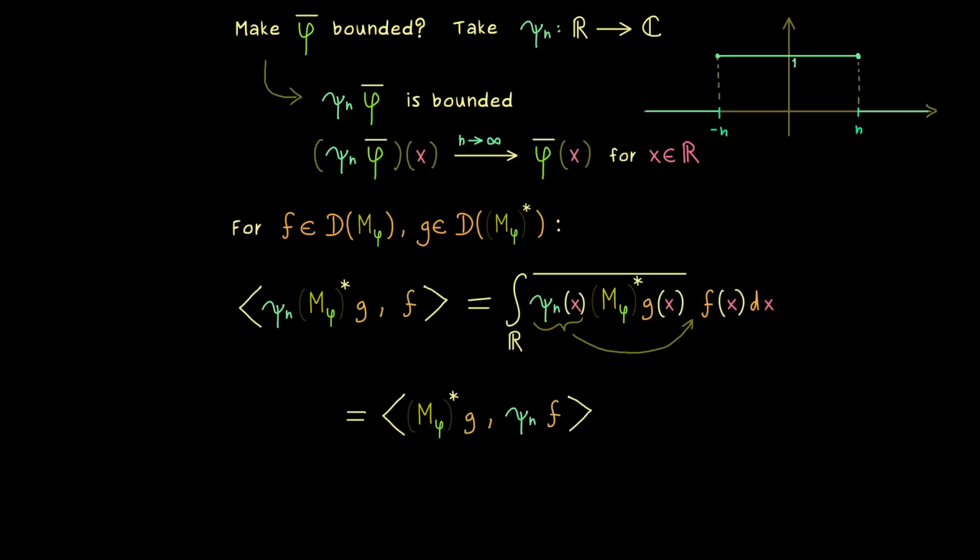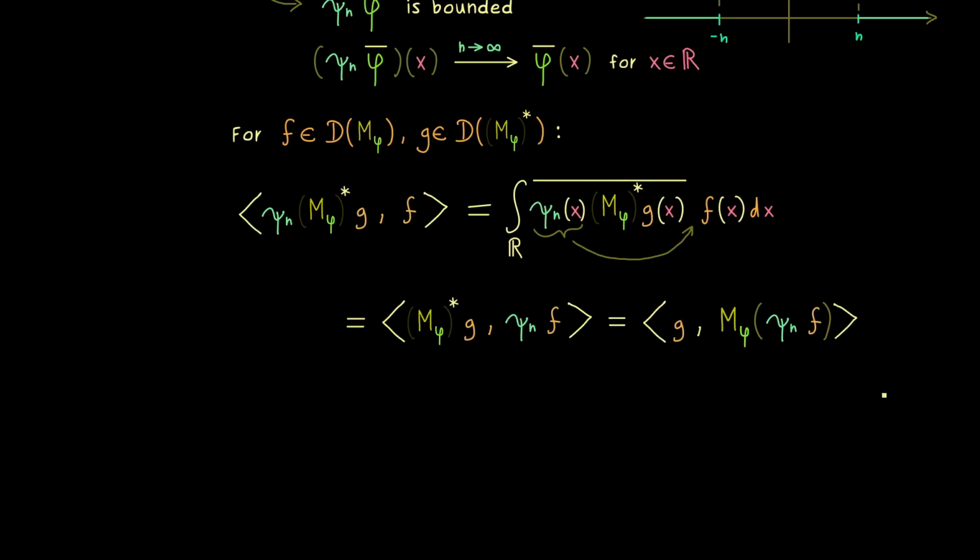Namely, now we only have m phi star g on the left hand side. And by the definition of the adjoint, we know that we can push that to the right hand side as well. This means we apply our multiplication operator to the function on the right. And please note that we don't have any problems there, because our function psi n does not change the fact that we lie inside the domain of the multiplication operator. This is quite clear because the function psi n just cuts out a piece of the function f.